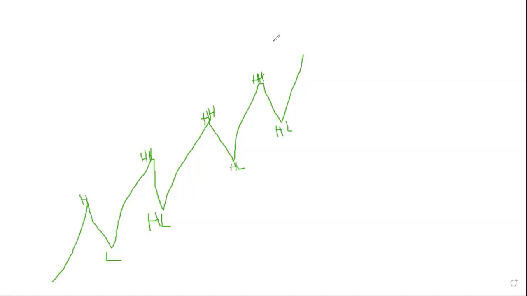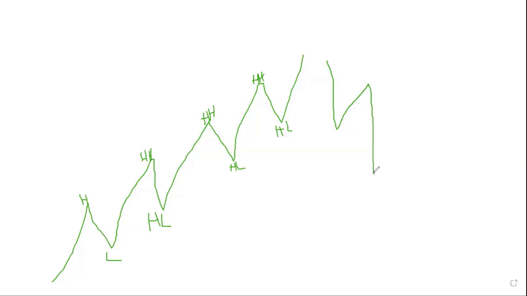So when we talk about a downtrend, now this is an uptrend. When we talk about a downtrend, it's going to be like this. So market creates a low, pulls back and creates a high. So since it's a downtrend or a bearish trend, it means that market is going to keep pushing lower. So we're going to see a series of lower highs and lower lows.